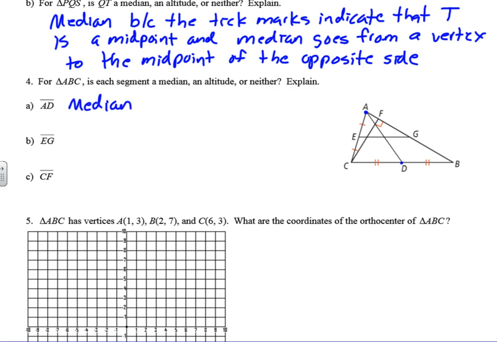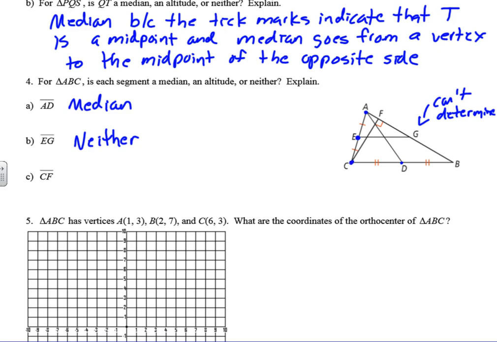EG. Okay. Well, we've got E as a midpoint. We don't know that G is a midpoint. Can't determine what G is. So we don't know what that is. It's neither of those two. It might be a mid-segment, but we don't know, and that's also not one of the options.